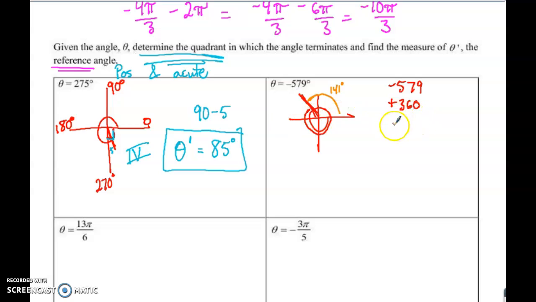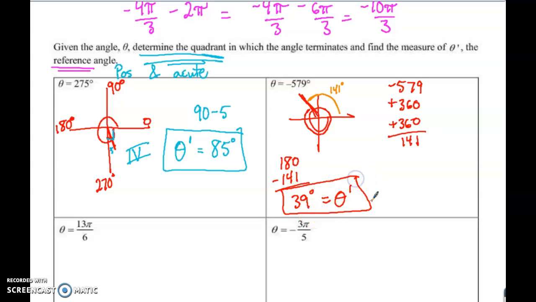And then you can think about, I guess I didn't really write all my work. And then think about, okay, well, what's the smallest acute angle made with that axis? Well, 180 would get me to that, minus 141. That reference angle would be 39 degrees. And I didn't even answer the other part. What quadrant do we end up in? Quadrant 2.